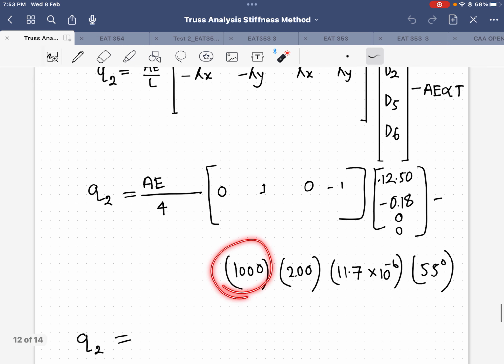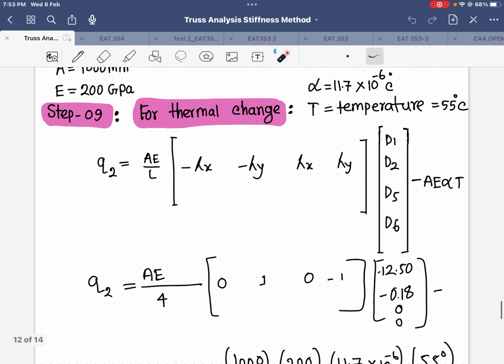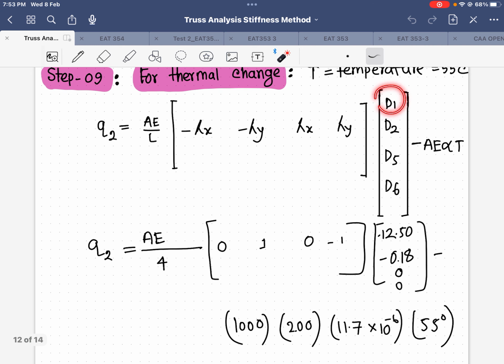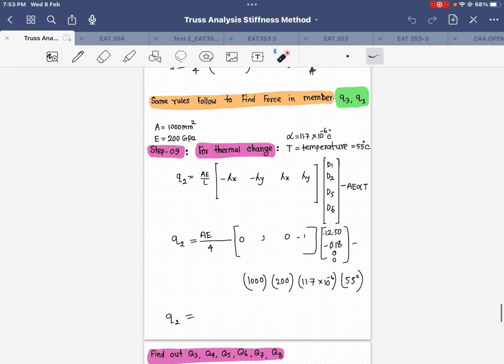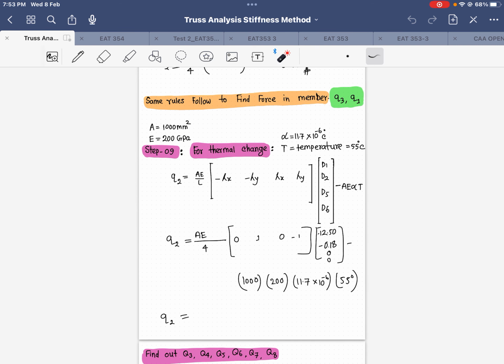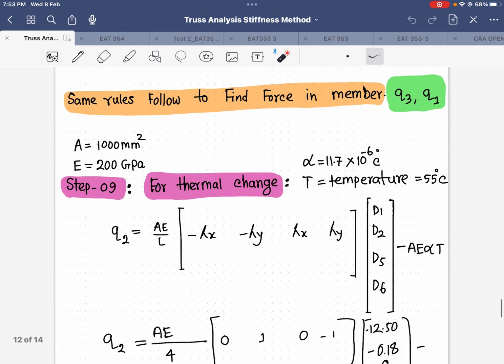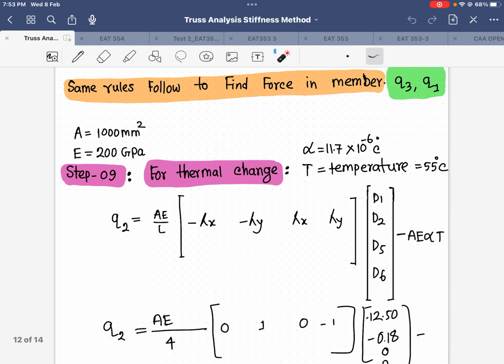So we have the a value 1000, the e value 200, alpha is 11.7 multiplied by 10 power -6, and t is 55 degrees Celsius. I know the values d1 and d2, and d5 and d6 are 0 and 0. I already showed you how you can get d1 and d2, and d5 and d6 are 0, 0 because the displacement was 0. If I subtract, then I will get the thermal change value.